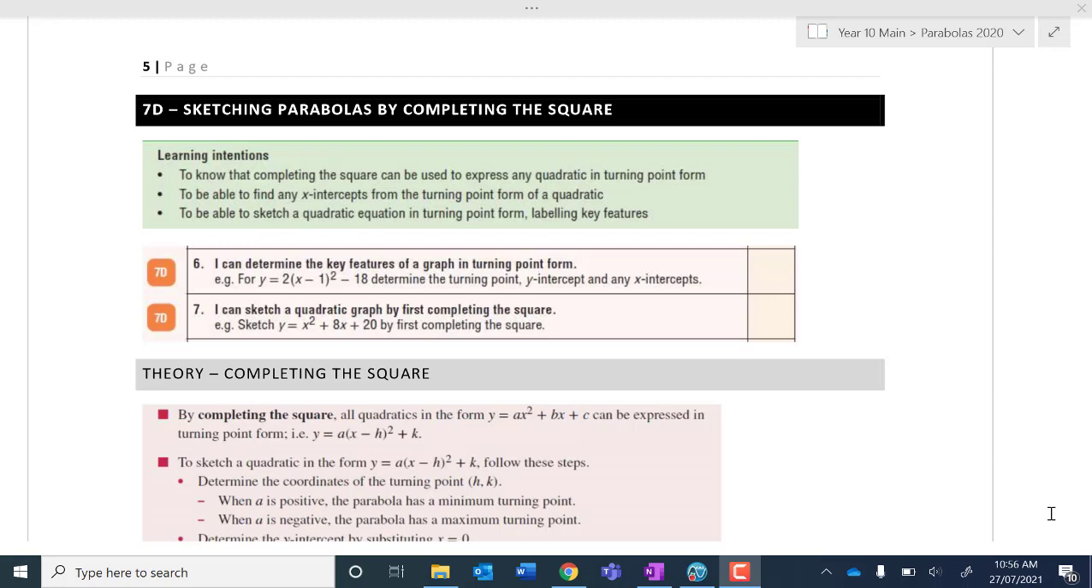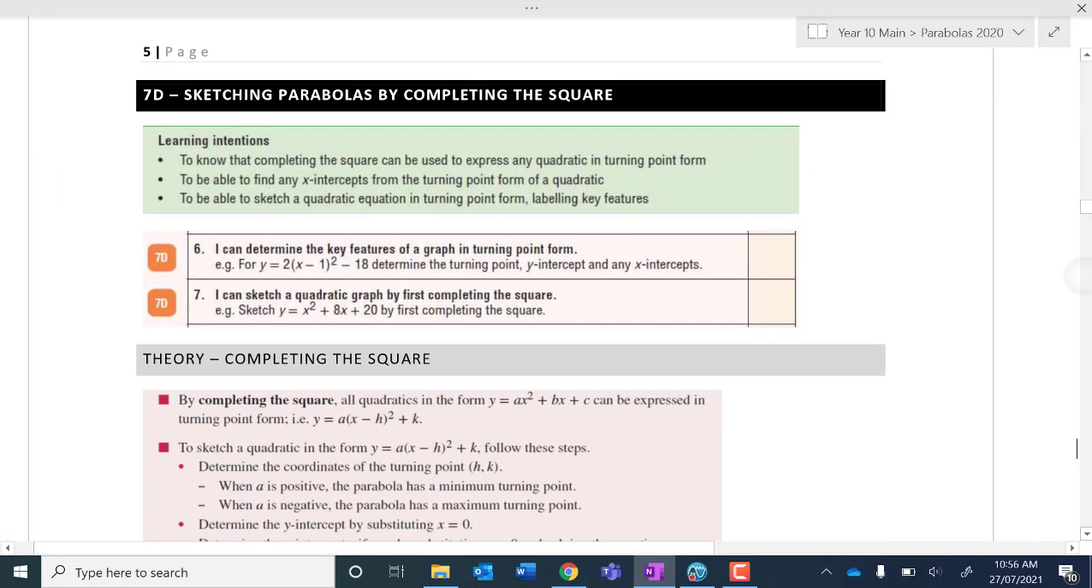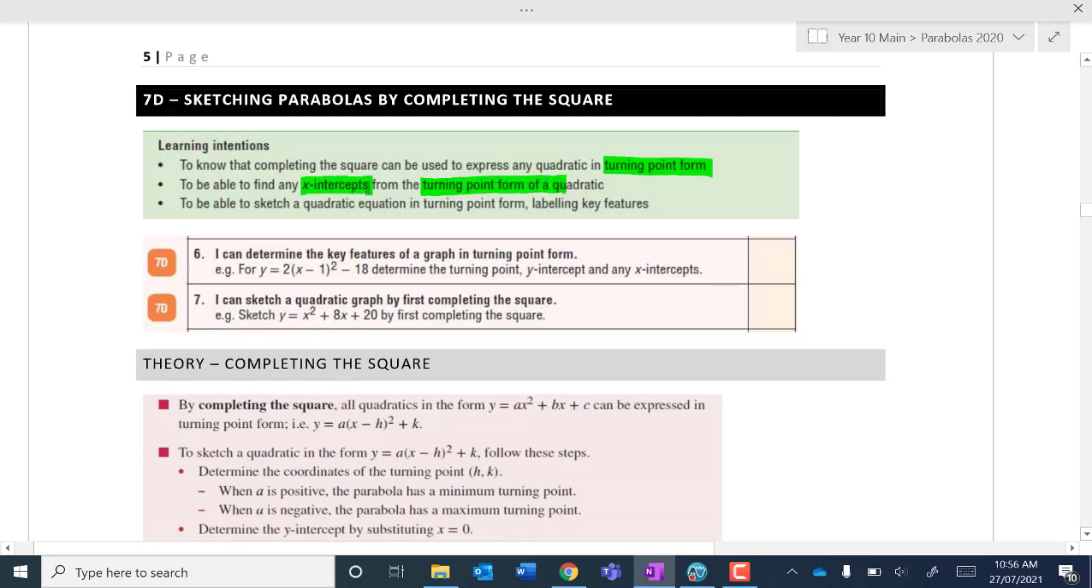Well, this is another way, and in particular it's a way of getting these parabolas or these quadratic equations into what we call turning point form. Okay, so turning point form is what we're after. And from there, hopefully, looking at this turning point form graph, we can find the X-intercept slightly differently to how we were doing with previously factorizing. And also label the key features. So we're looking at the turning point and the features of the turning point. So that's what we're going to be looking at today.